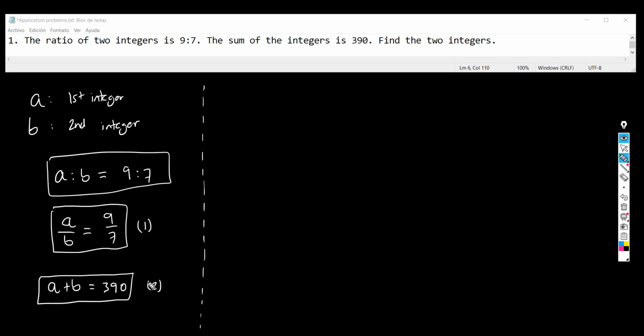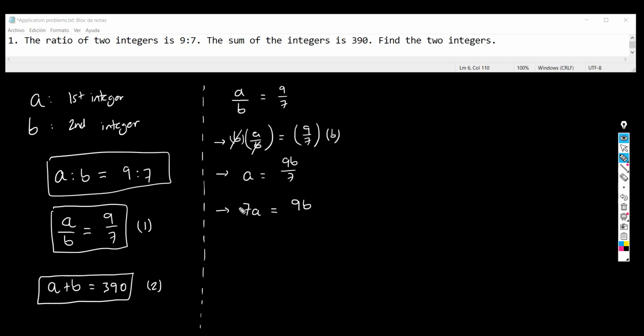I have two equations to work with. I'm going to convert equation 1 into an equation without denominators. I've already shown you how this is done. How can I get rid of b as a denominator? I multiply both sides by b, and you get a equals 9b over 7. Then I multiply both sides of this equation by 7 to get rid of this denominator, and the result is 7a equals 9b. This is the same equation as 1, but in a simpler version, so to speak.